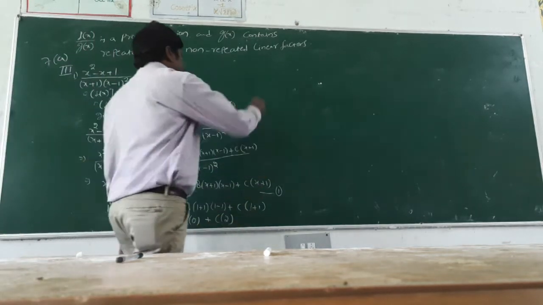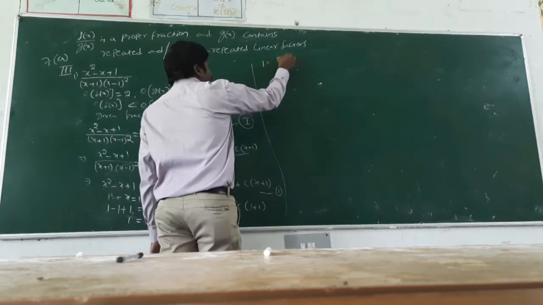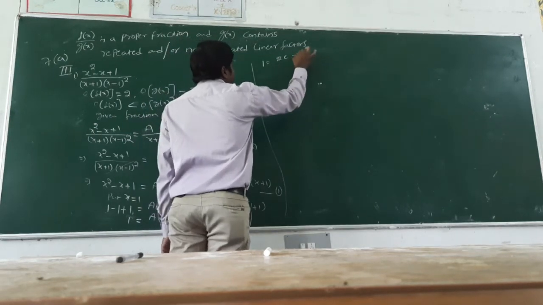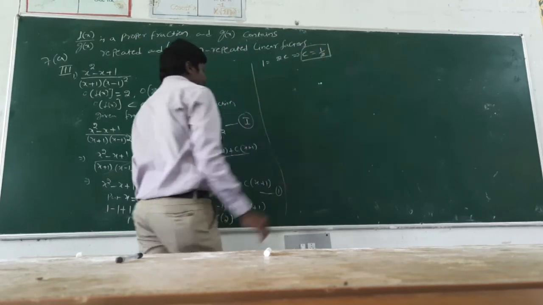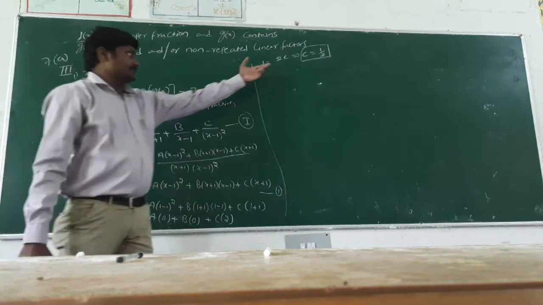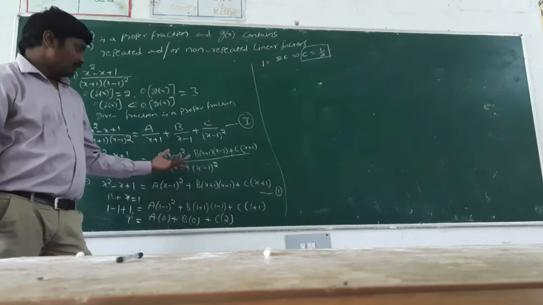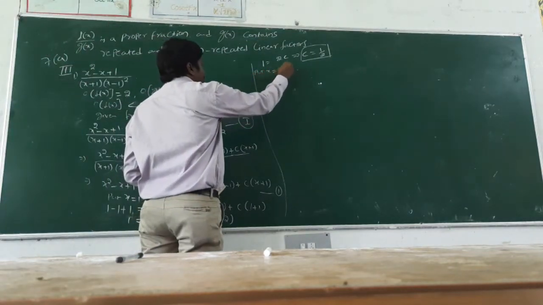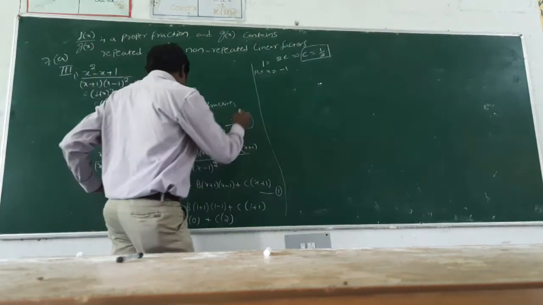The answer is 1 is equal to 2c, so c is equal to 1 by 2. That implies c is equal to 1 by 2. Okay, we substituted x is equal to 1 and we get c is equal to 1 by 2. Next, we substitute x is equal to minus 1. Put x is equal to minus 1 on both sides.